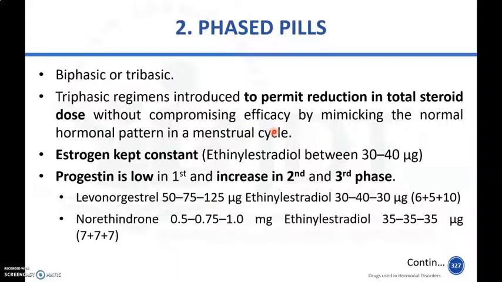Now, what is the difference between phased pills and monophasic pills or combined pills? In phased pills, we will keep the concentration of estrogen constant, like ethinyl estradiol between 30 to 40 microgram, and we will change the progestin concentration from low to higher, from the first phase onward. So the progestin concentration will be low in the first phase, and we will increase the concentration of progestin in the second and third phase. So we will understand what this phased pill is.